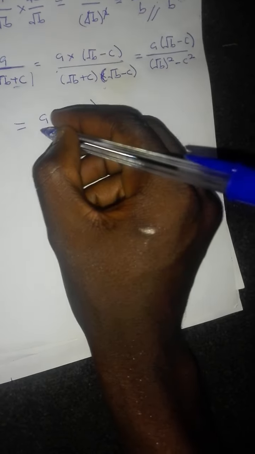So it will be root of b squared minus c squared, and the answer will be a root of b minus c, all over b minus c squared, because the square will cancel the root. And this is the answer for that expression.